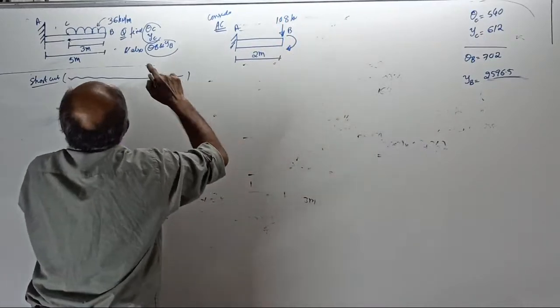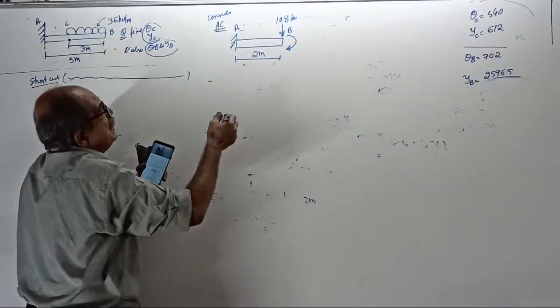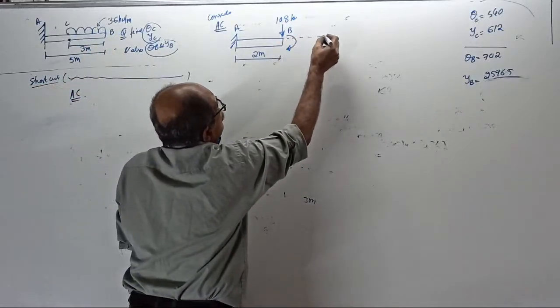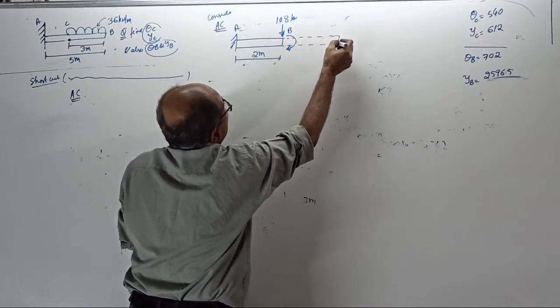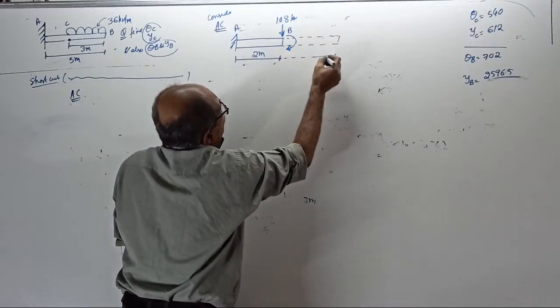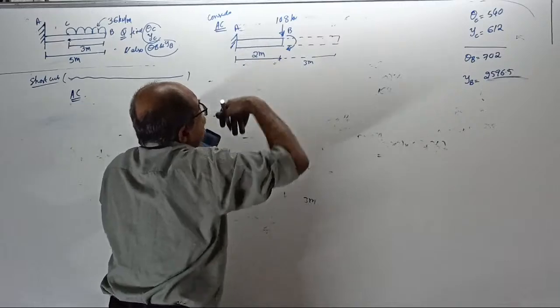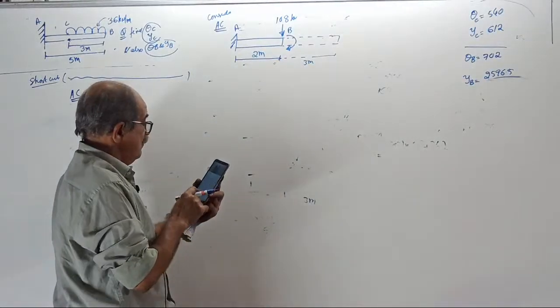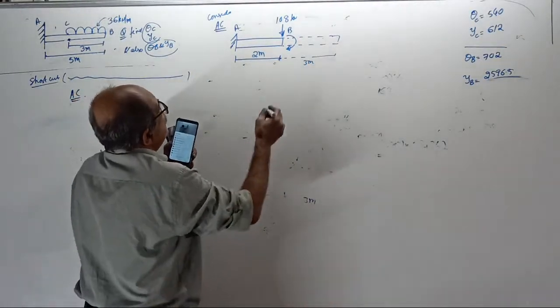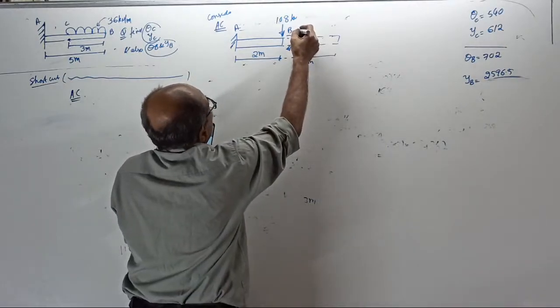Couple, 36 into 3 by 2. That is the replacement of the load on this portion. See, there is a remaining 3 meter length here, that you replace here. 162.